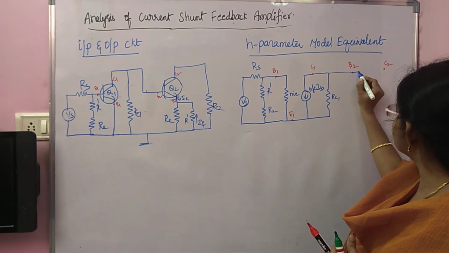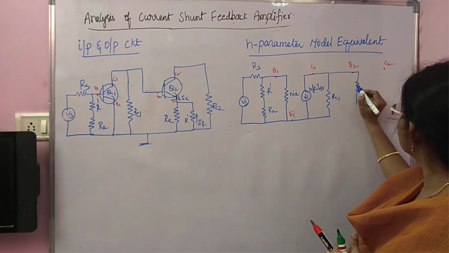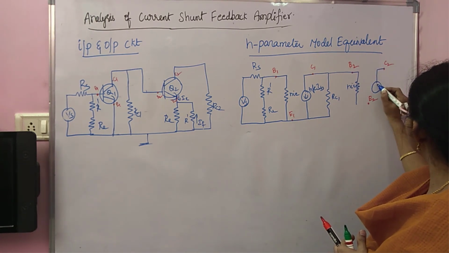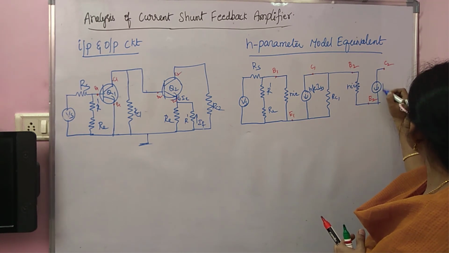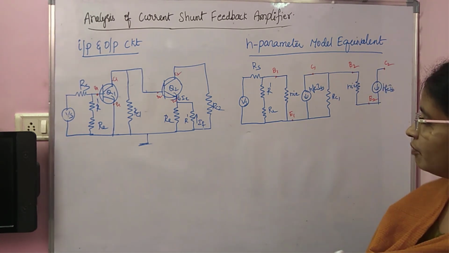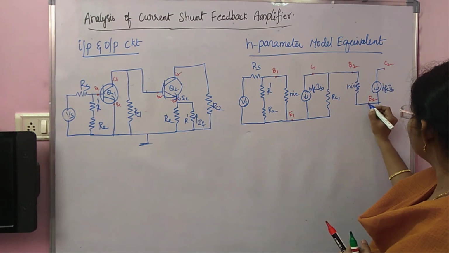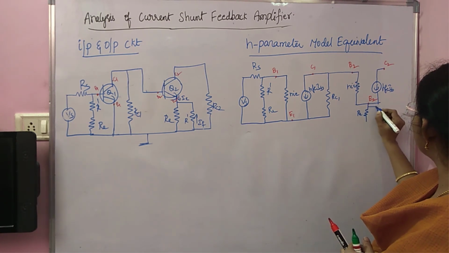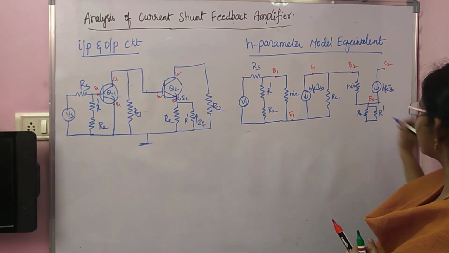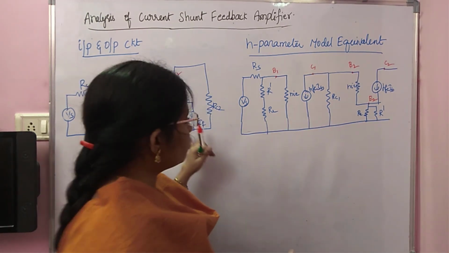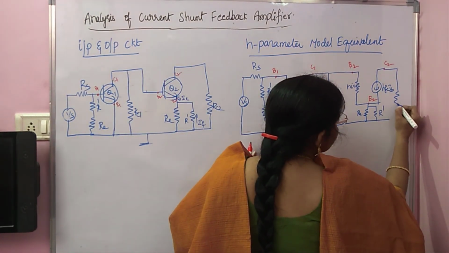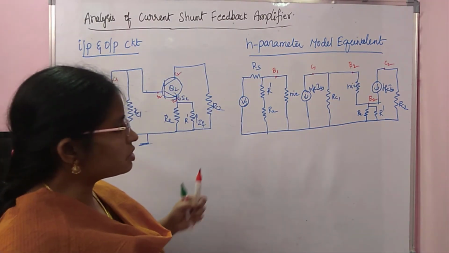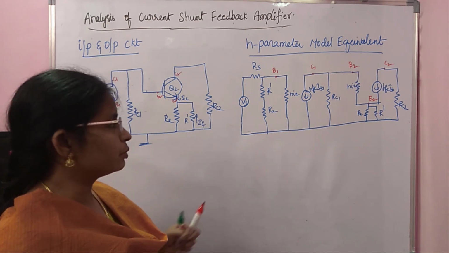Again between B2 and emitter 2, we have hie. Between collector 2 and emitter 2, we have hfe IB. At the emitter, you have the resistor RE, and in parallel with this, you have another resistor, R dash. Collector 2 to ground, you have the resistor RC2. So this is your h parameter model equivalent circuit.